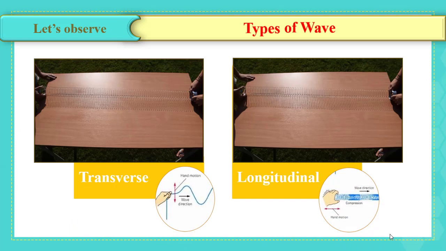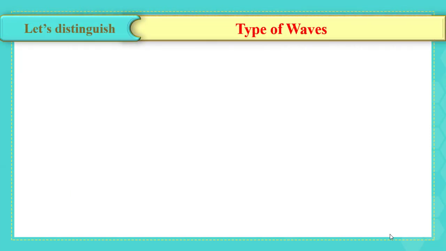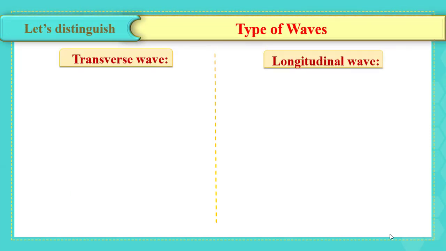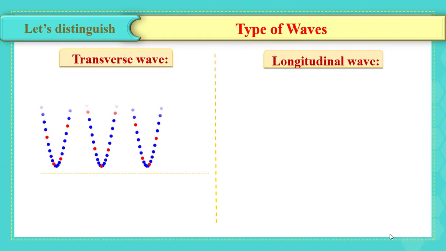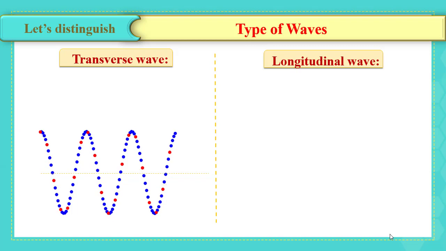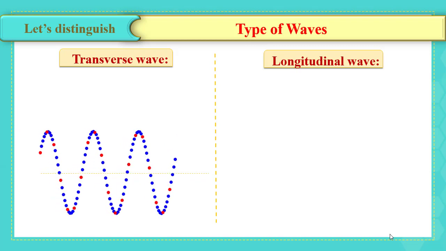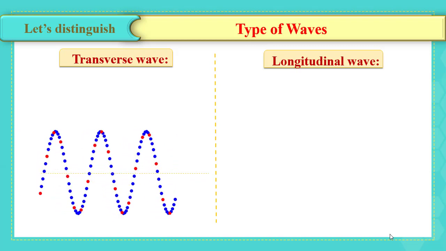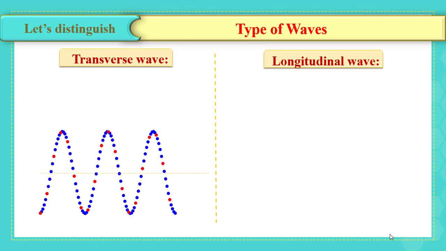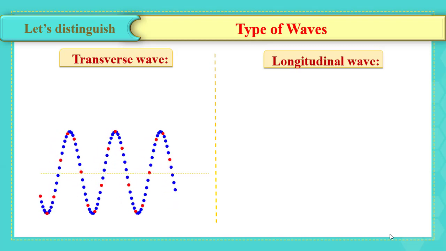In the first video, the wave is called a transverse wave, whereas in the second one, the wave is called a longitudinal wave. But what is the difference between them? To distinguish between a transverse and a longitudinal wave, let's start by observing the following animation. In this case, you need to focus on the movement of a red particle.